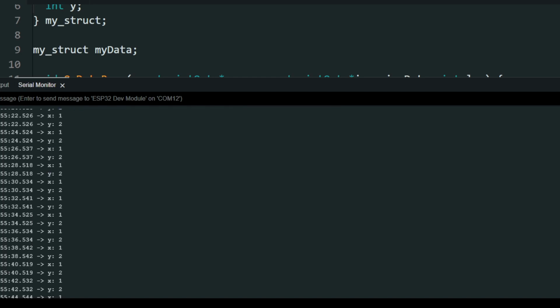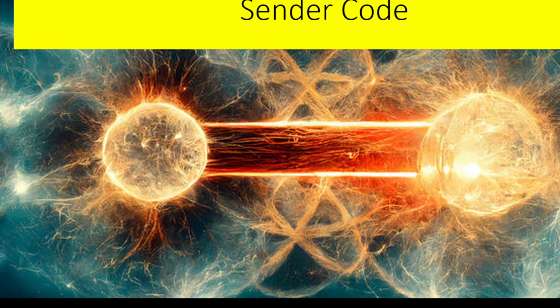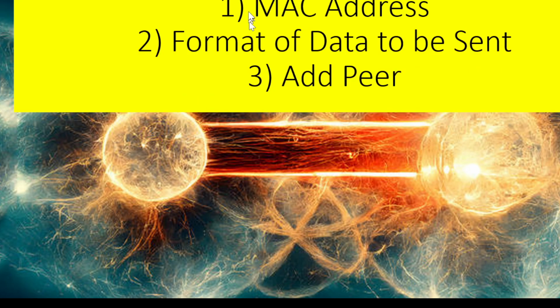Definitely, I will leave the code in the description. Let's discuss a bit the sender code. In the sender code, the MAC address is important, the format of the data sent, and we need to add a peer. Peer is the ESP32 that will receive the data.